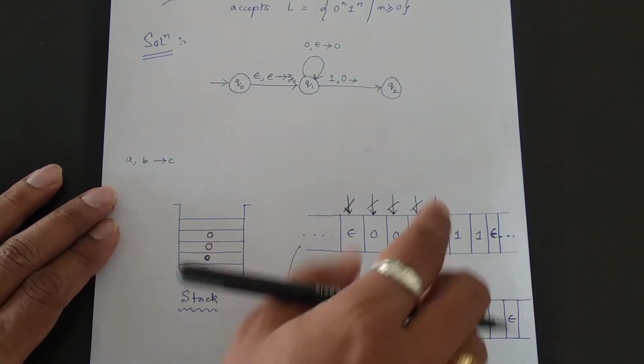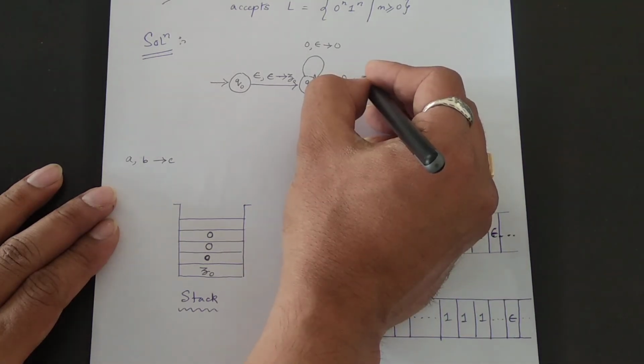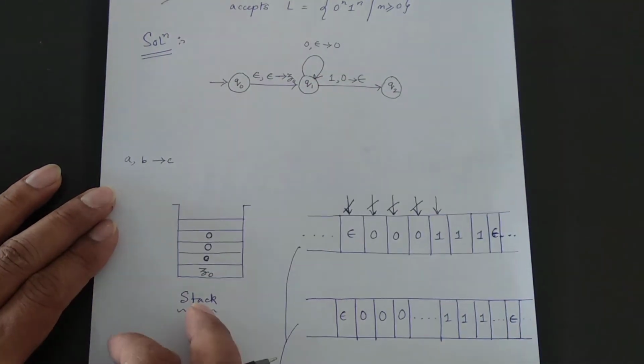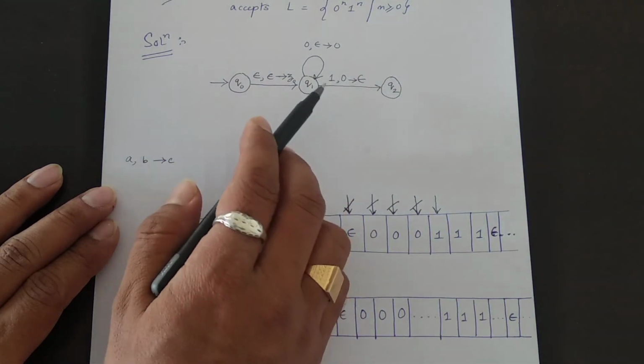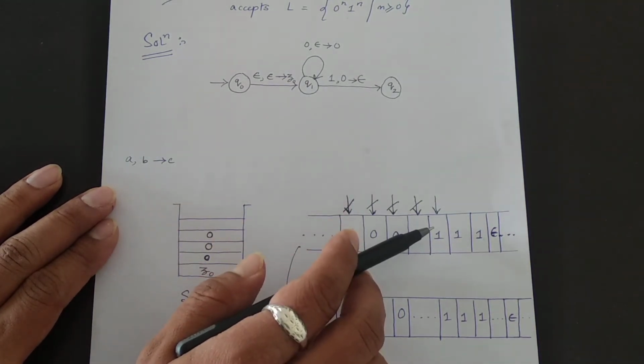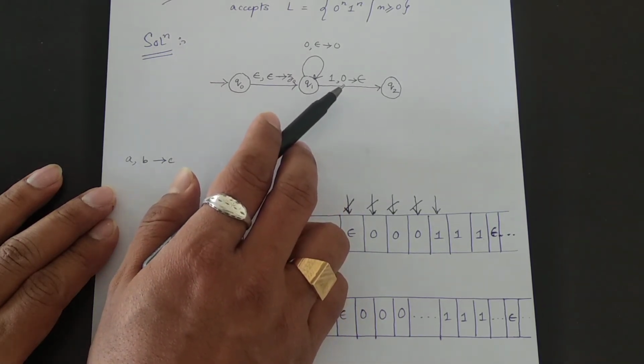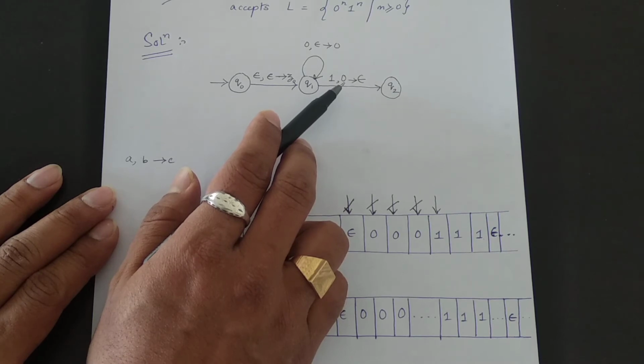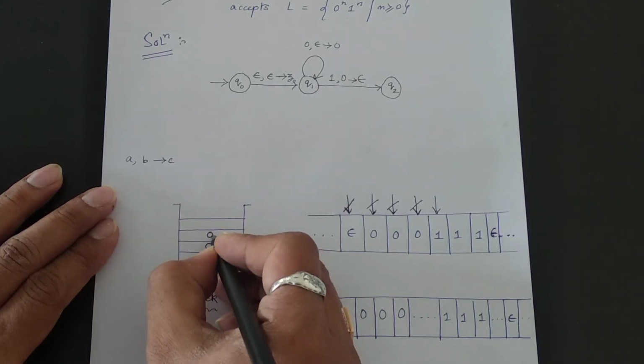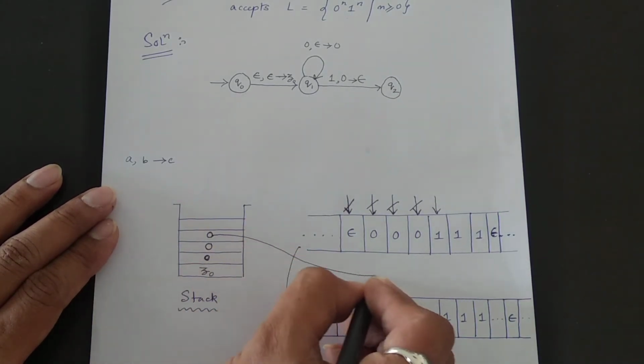Now the popping operation will be done, right? So what is to be pushed? Nothing to be pushed, epsilon. This means 1 is read, correct? 1 is the input symbol. Anything to be popped? Yes, 0 is to be popped, because this is on the top of the stack. So this will be popped and it will move to its original position.